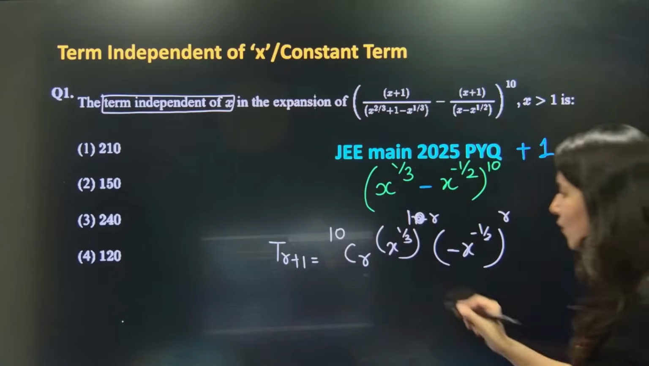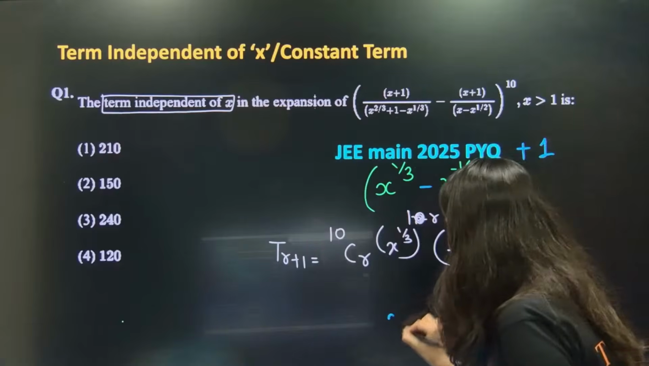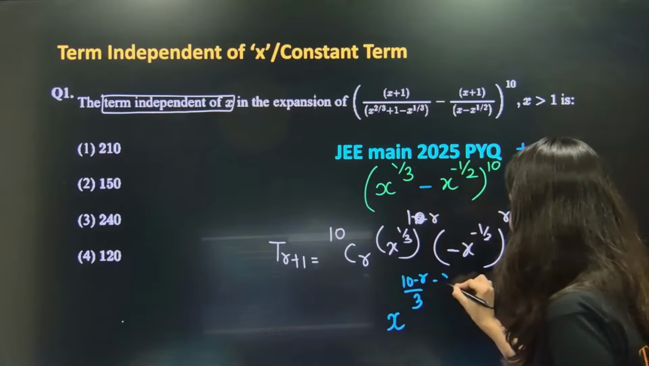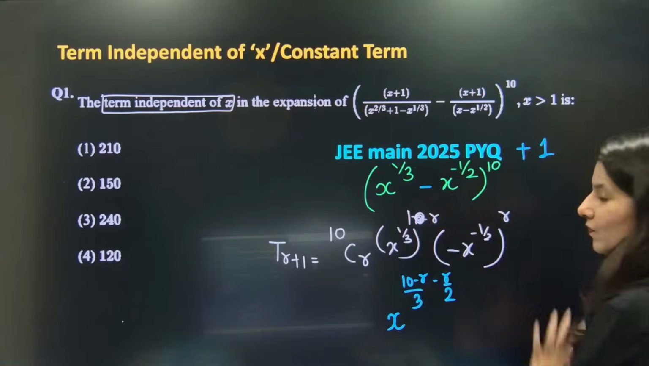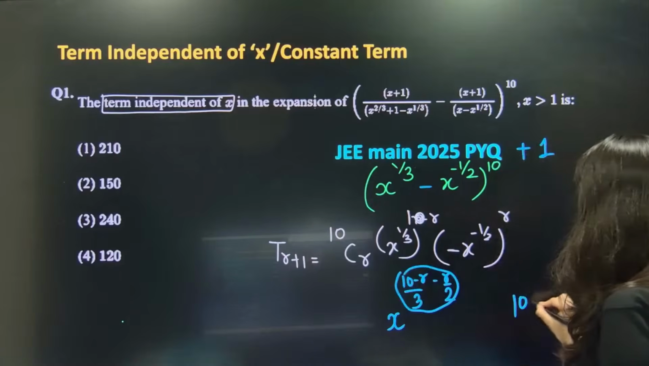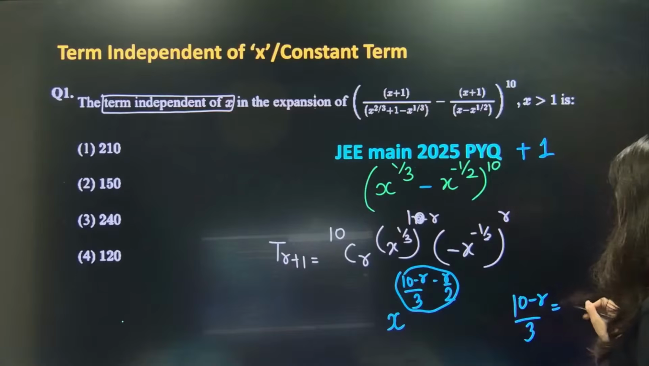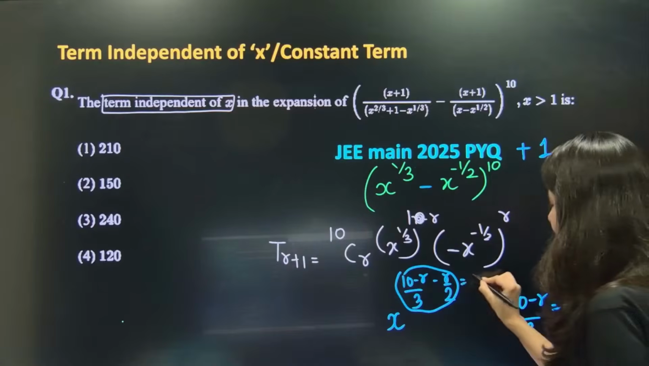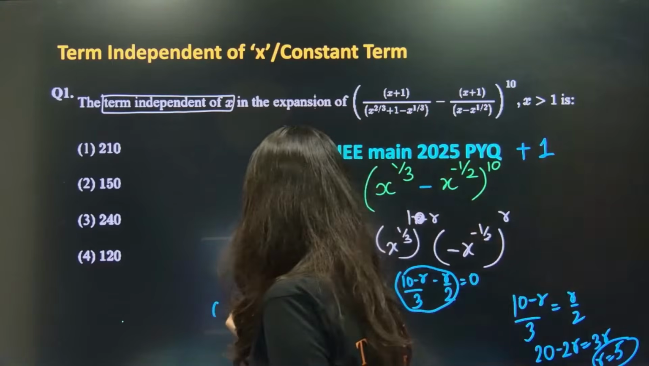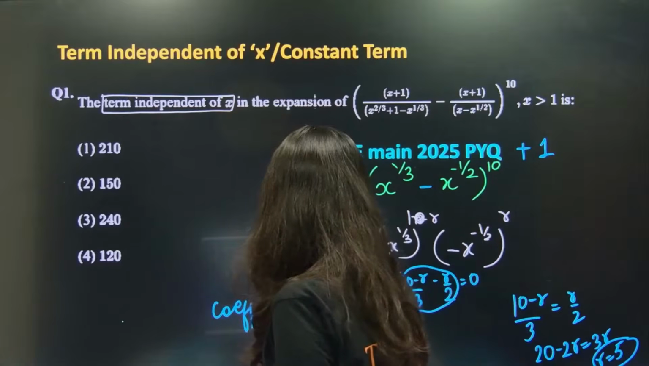for x power 0. So collect the power of x, everybody. x power (10 minus r) by 3 and this is minus r by 2. This is the power of x. Power of x should be 0. So (10 minus r) by 3 is equal to r by 2. Basically you have to equate it to 0. If you solve, this is 20 minus 2r is equal to 3r. So r is going to be just 5. That means 10C5. So the answer will be 10C5.